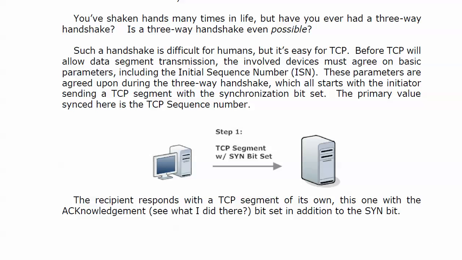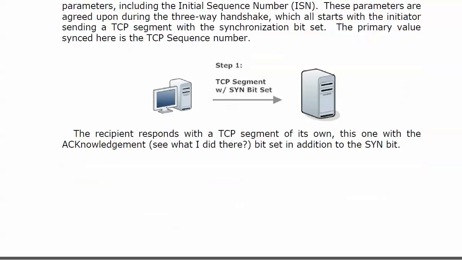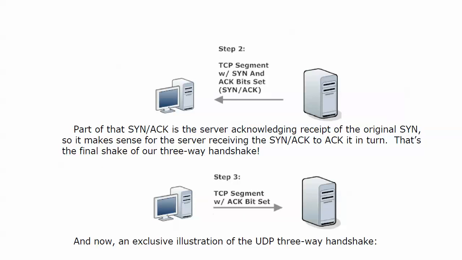And what happens is the recipient of this responds with a TCP segment of its own, and that one has the acknowledgement bit set. See what I did there? ACK. In addition to the SYN bit. So at this point, with step 2 of the three-way handshake, we have a TCP segment going back with the SYN and the ACK bit set, which is usually just referred to as a SYN ACK.